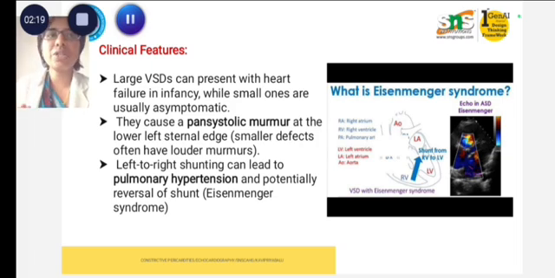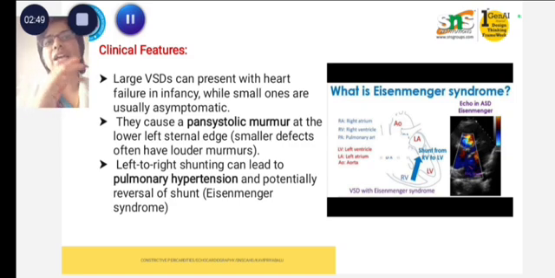A large VSD can present with heart failure in infancy, while a small one is usually asymptomatic. So they can cause only a pansystolic murmur. At the lower left sternal end we can observe a pansystolic murmur, and the presence of a left to right shunt also. Once a left to right shunt is present, pulmonary artery hypertension will also be there.